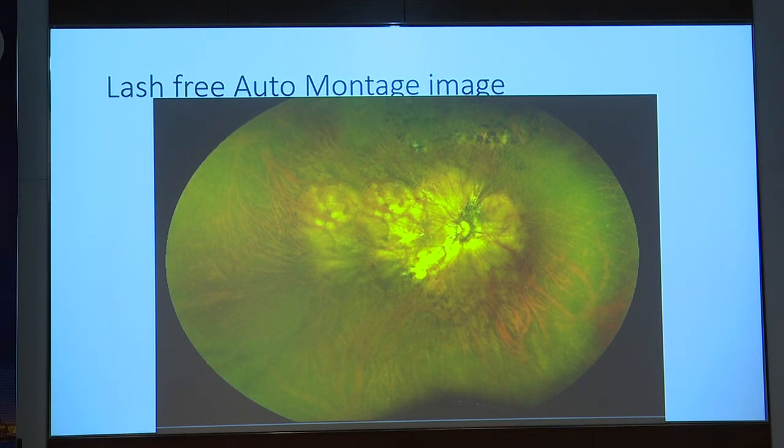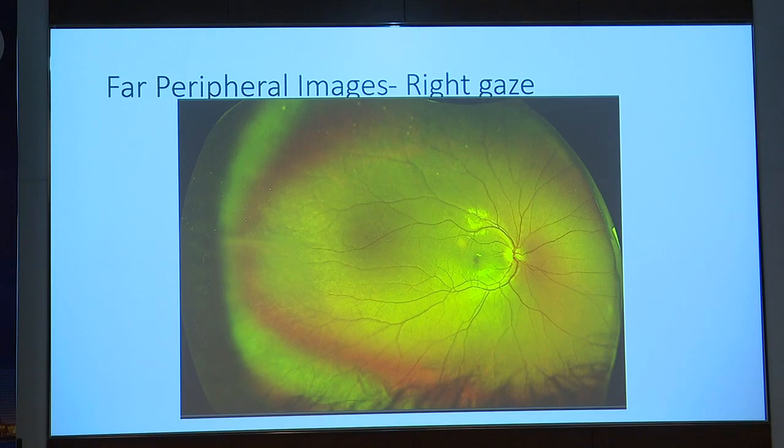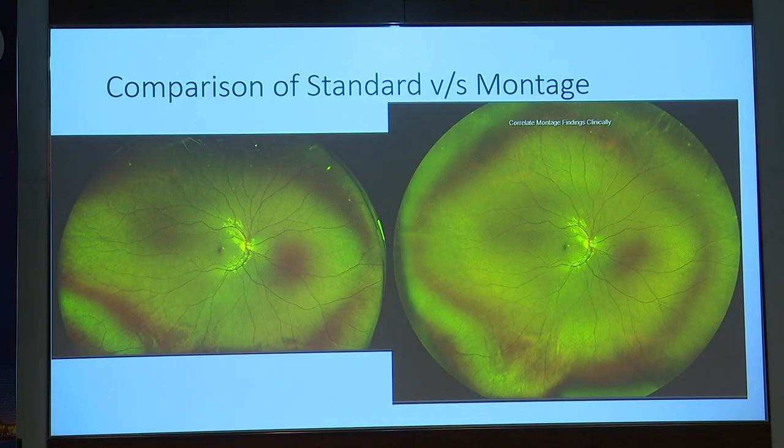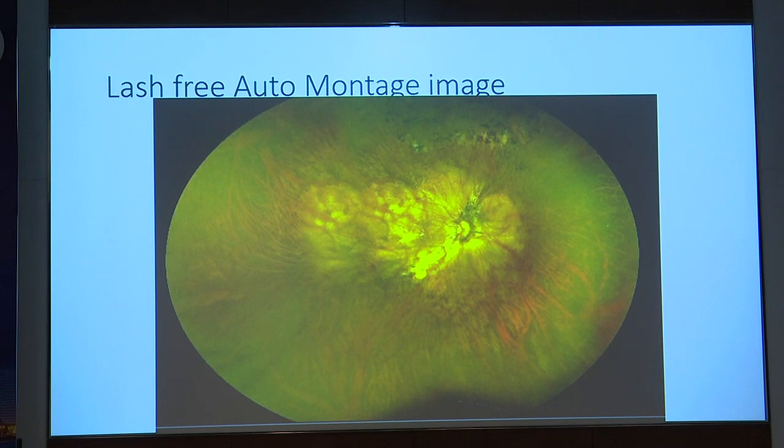Now, as you can see here, many a time you may see some lashes coming in between, but with high myopes and with little tricks by the person who takes the image, you can almost get 220, 230 degrees without any lashes coming in.